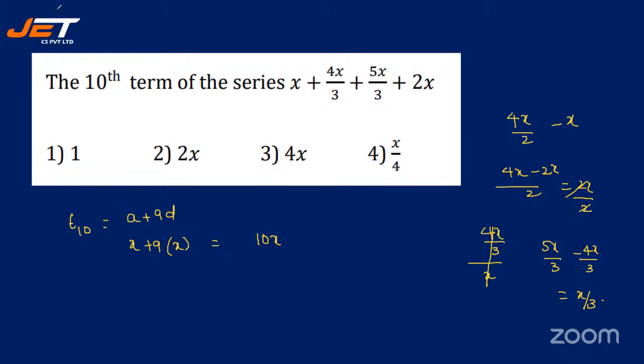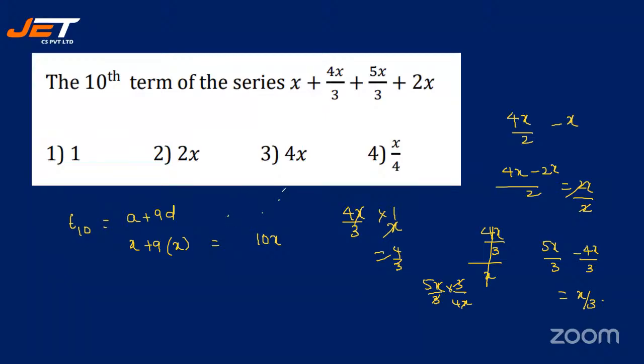That's the thing. Let's check whether it is GP. T2 by T1. It is 4 by 3. T2 by T1. No, it is not AP nor it is GP. So the question given over here is not valid.